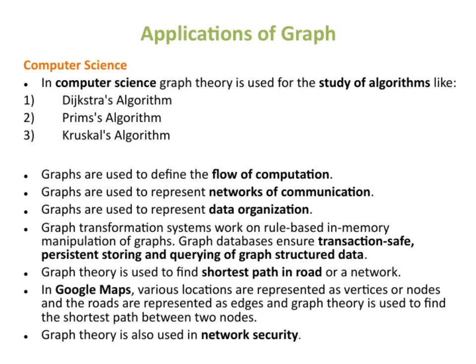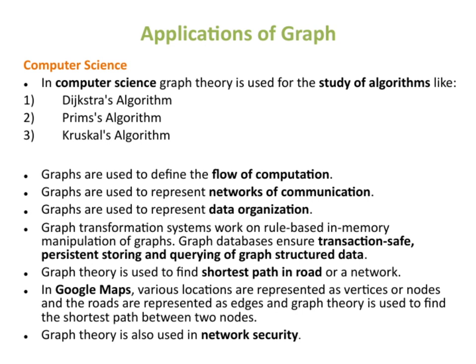Let's take a closer look at how graph theory is applied in computer science. It's fundamental for understanding algorithms such as Dijkstra's, Prim's, and Kruskal's algorithms. These are key for solving problems involving networks and connections. Graphs help us define the flow of computation, giving us a way to visualize how different parts of a system interact. They are also essential for representing communication networks, like the internet or social media connections, making complex relationships easier to understand. Additionally, graphs are used in organizing data efficiently, helping us manage and retrieve information quickly.